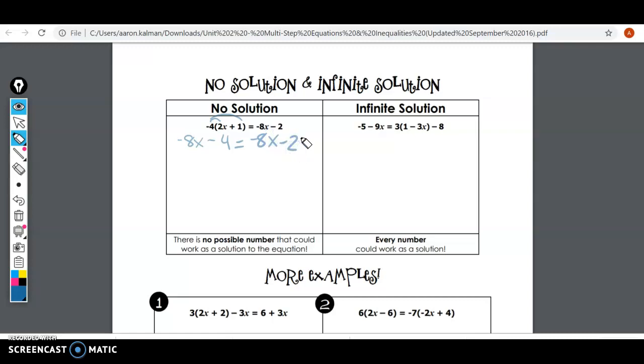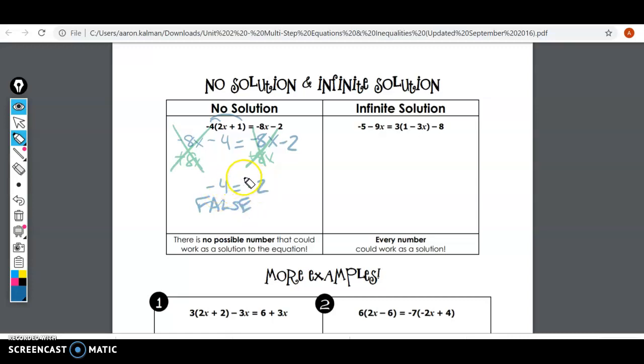Next, we want to get all the variable terms on the left. In order to do that, I'm going to add 8x, move it over here. But doing that not only cancels this variable term, it also cancels what's going on the left side. And we're just left with -4 equals -2. And this is false. That's a false statement.